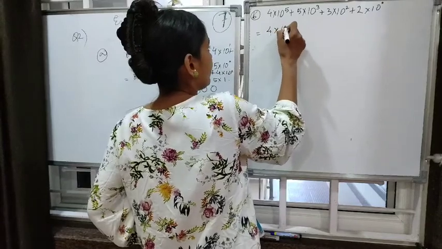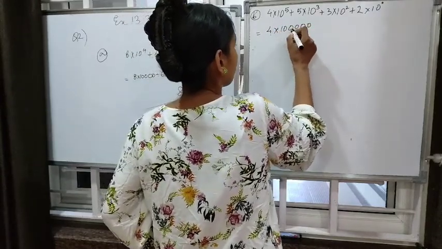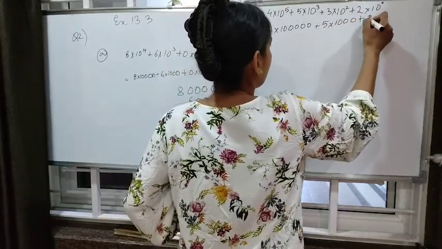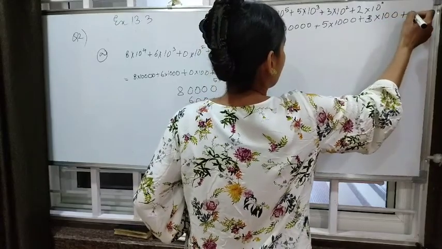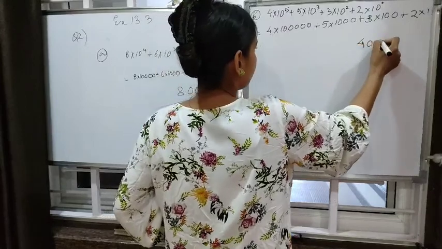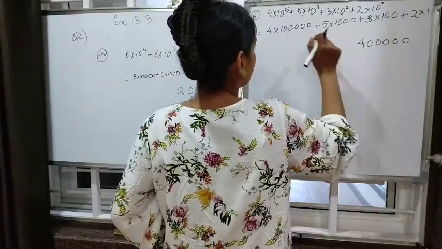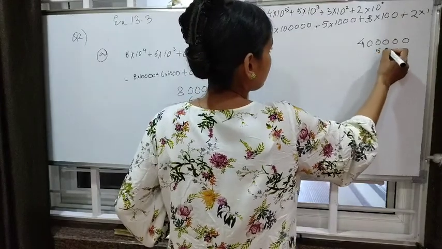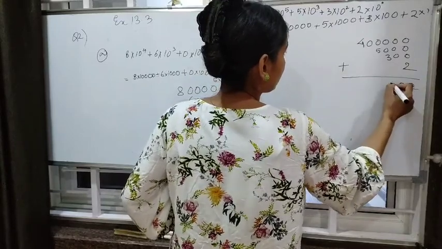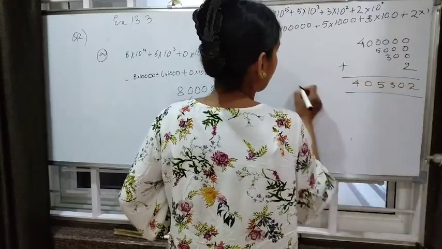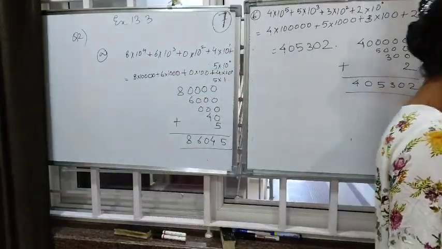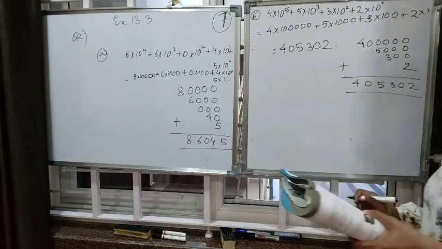So this gives 4 into 1, 2, 3, 4, 5, 3 into 100, 2 into 1. Okay. Then we add. This will give us 5,000, this will give us 300 and this will give us 2. So this is the number 405302. Okay, this completes your B part.